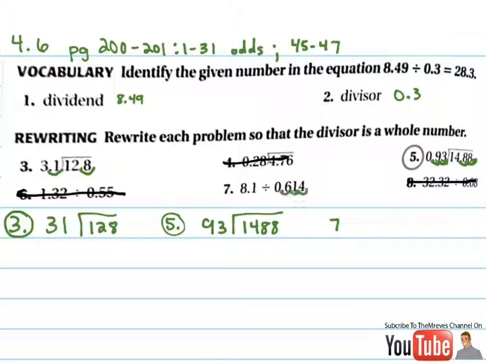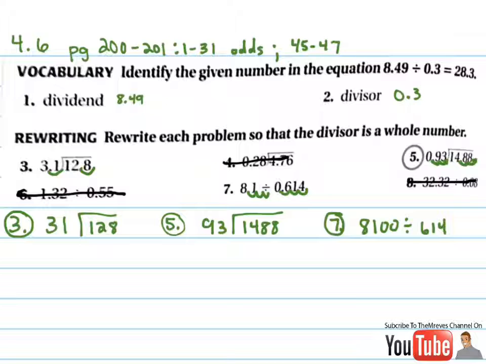Now, number 7, we move it over 3 spots. Even though, if you look right here, 8.1 divided by, so our divisor, to make it a whole number, we need to move it over 3 spots. So I move it over 3 spots. Once I've done that, I got to do the other side. Well, what do I put in these empty spaces? Well, I put zeros, so this becomes 8100 divided by 614. So that's easy for that section.